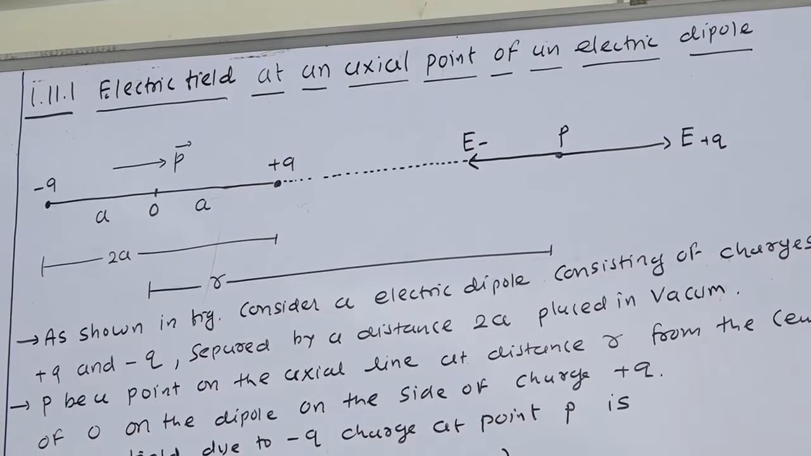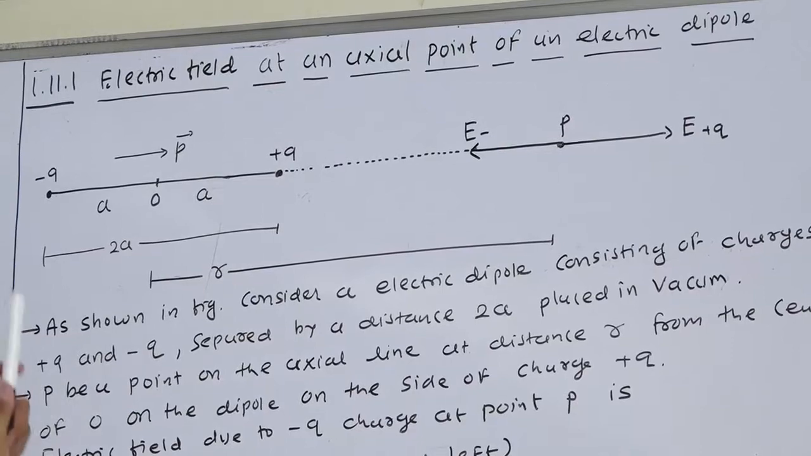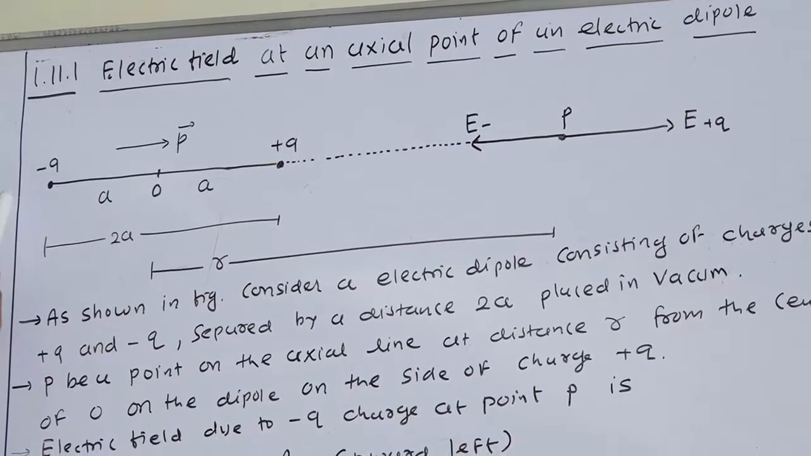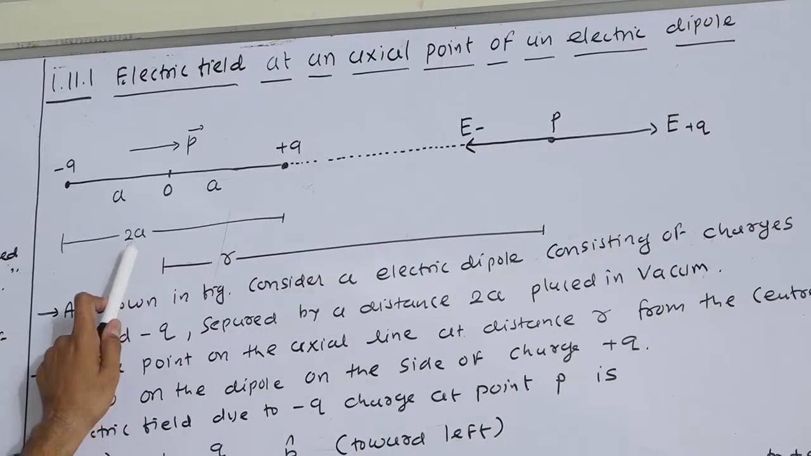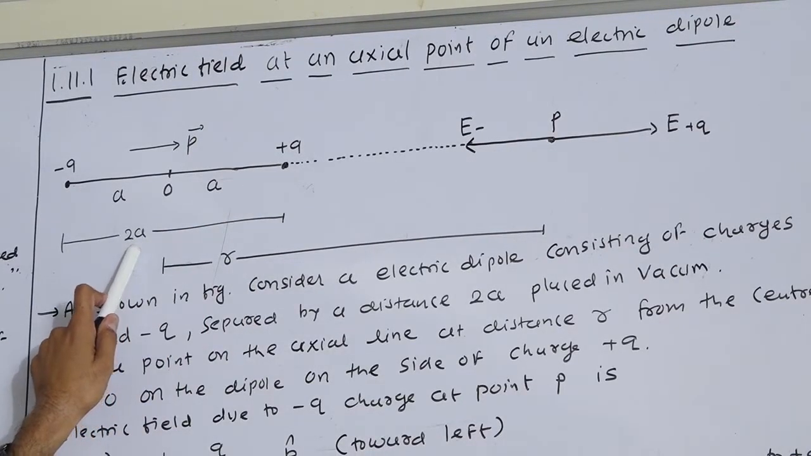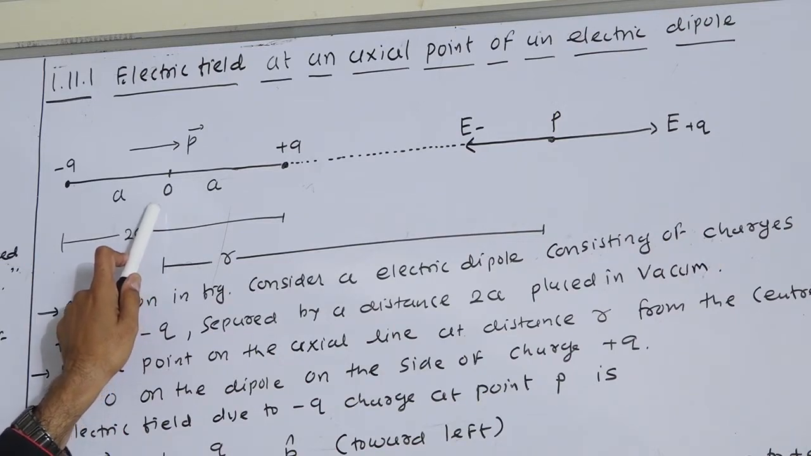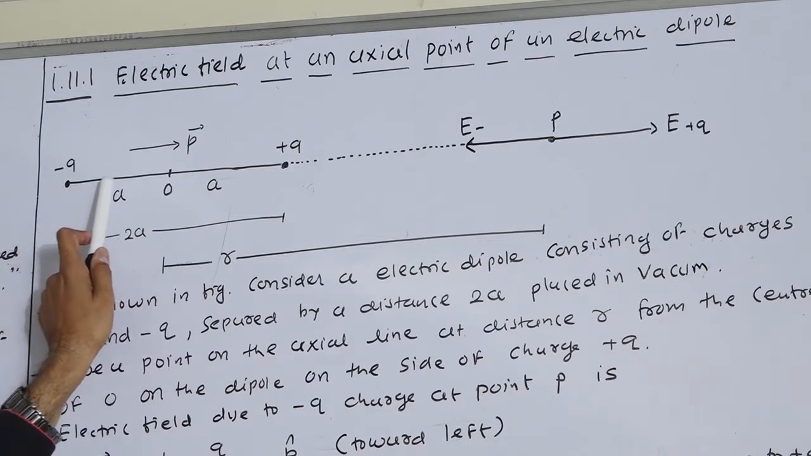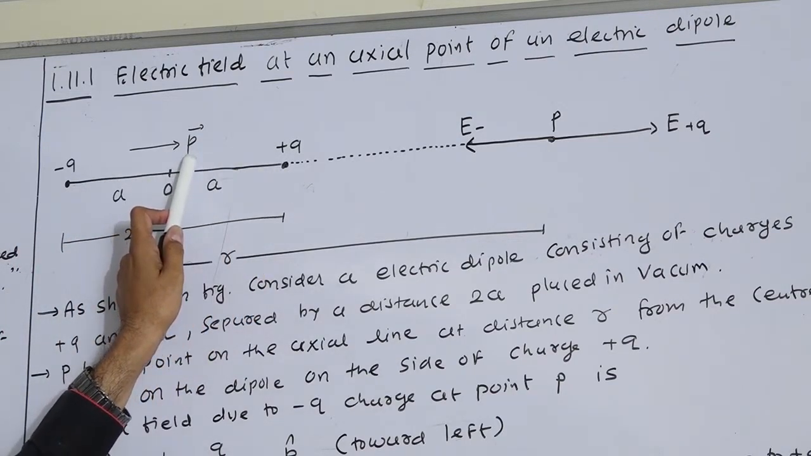Okay. Now first of all, there is a diagram of this electric dipole in which there is a minus q charge and a plus q charge separated by distance 2a. The midpoint of the dipole is placed on the origin O. The direction of the dipole moment is from the negative charge to the positive charge. That is to be shown in this diagram. This is called vector P.